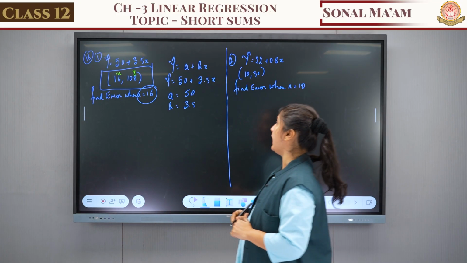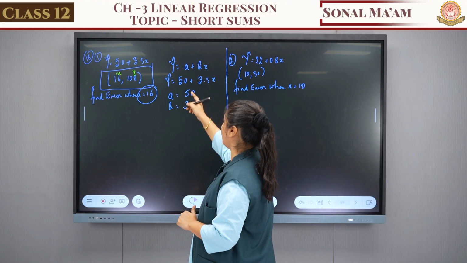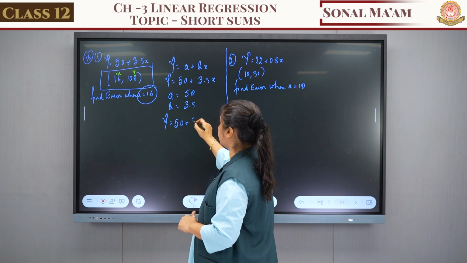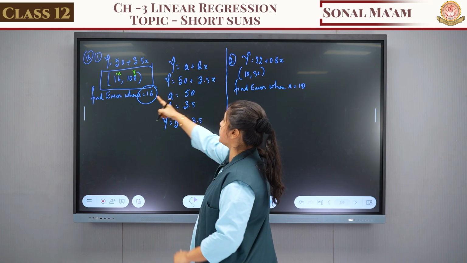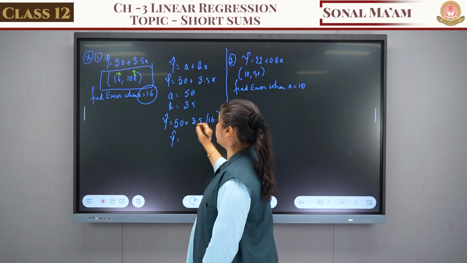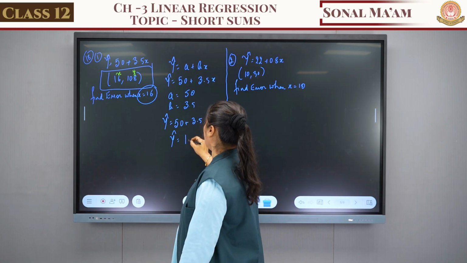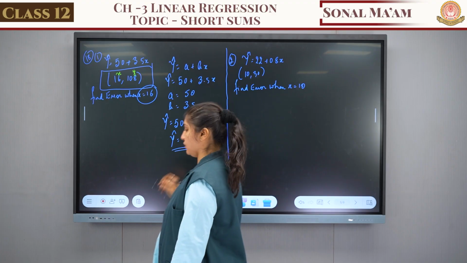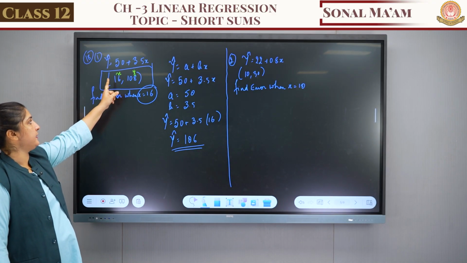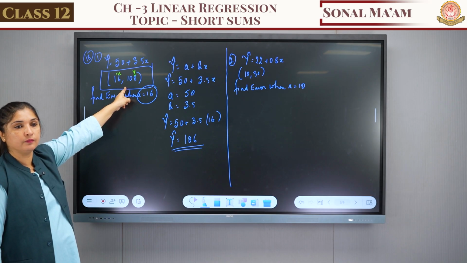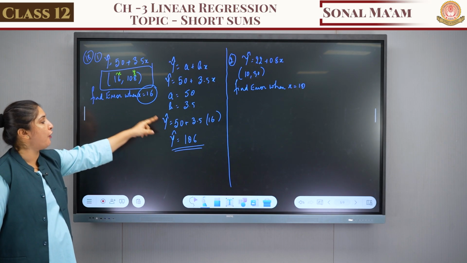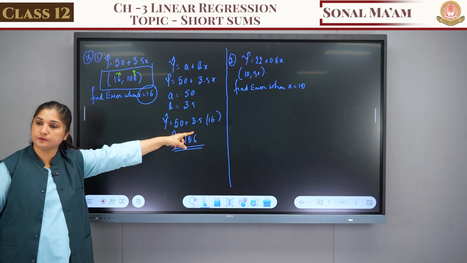For finding the error, first of all, we have to know the value of y cap. The y cap was 50 plus 3.5 x. X is given to you as 16. So the value of y cap will be 106. In the bracket, it was written that when x is 16, y is 108, and we found y cap using 16.